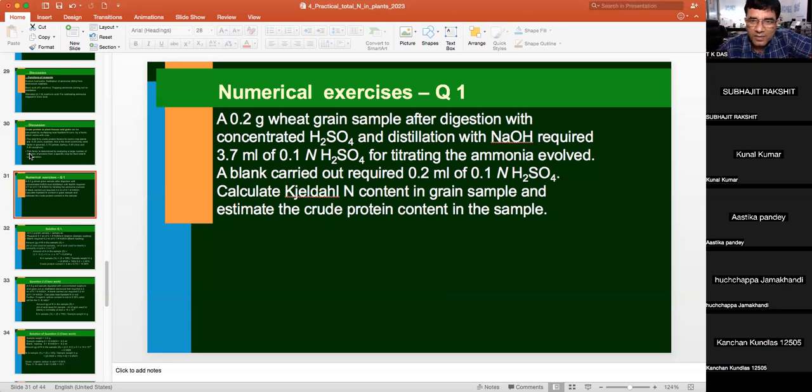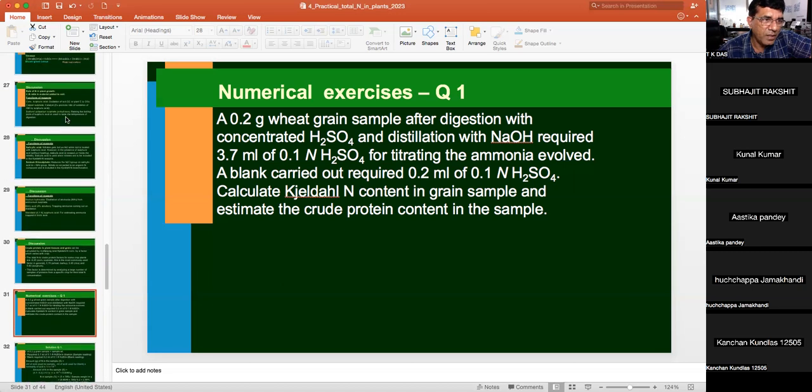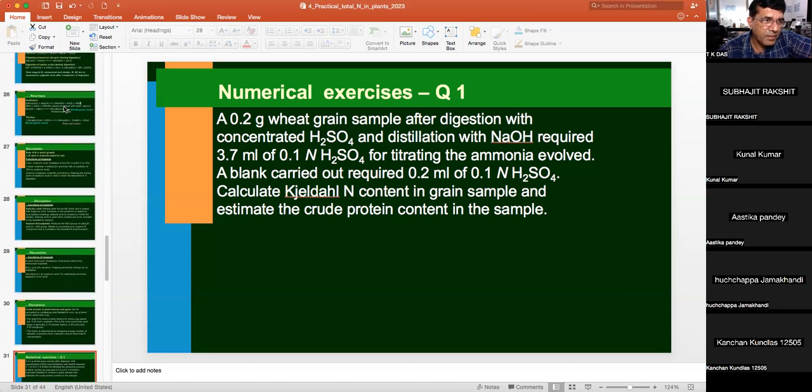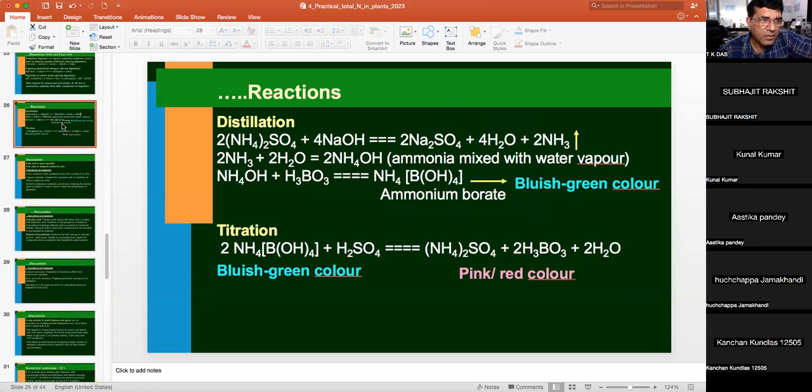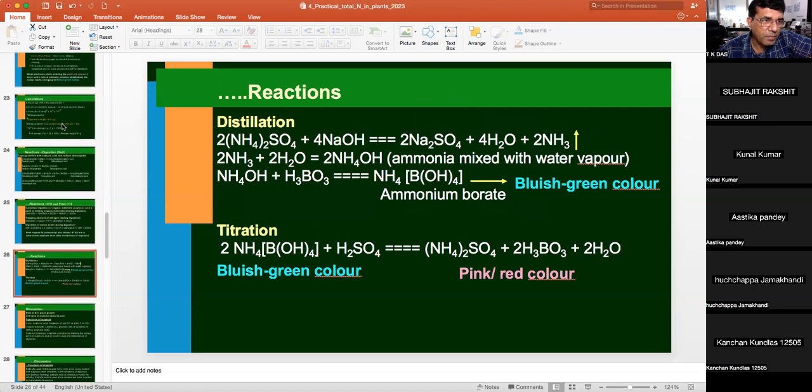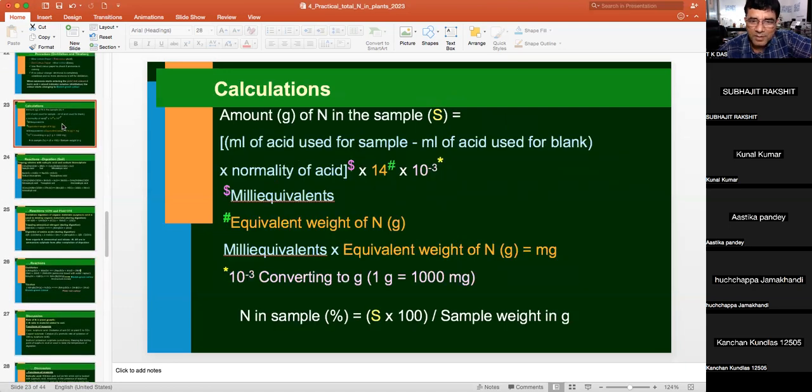Have you noted this? There are three figures you need to note down: 0.2 gram sample weight, 3.7 ml sample reading, and 0.2 ml blank reading. And then you can go to the formula. This is the formula, and you can calculate.